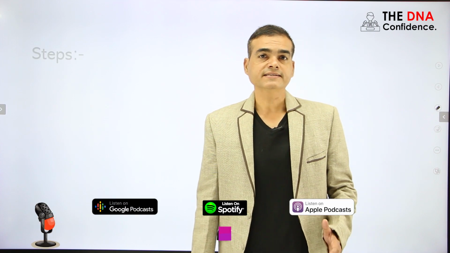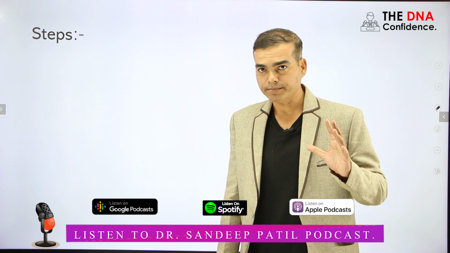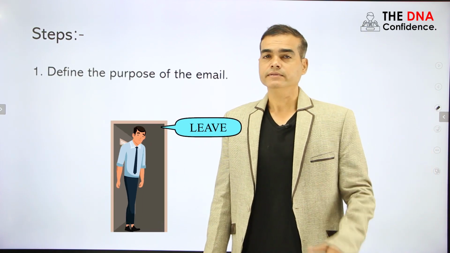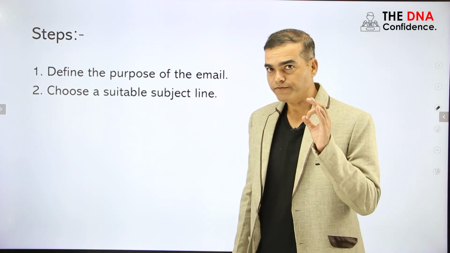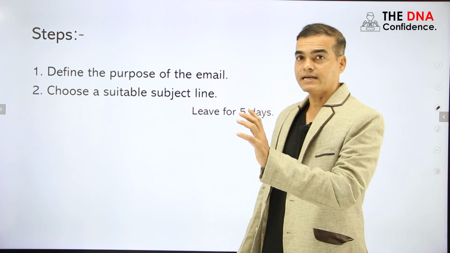All right. Now, let us move ahead and understand the steps. There are different steps through which you have to go and compose your email. First, define the purpose of the mail. In this case, you want a leave. That is your purpose. The next step is to choose a suitable subject line. For example, you can say, "Leave for 5 days." This is a subject line.